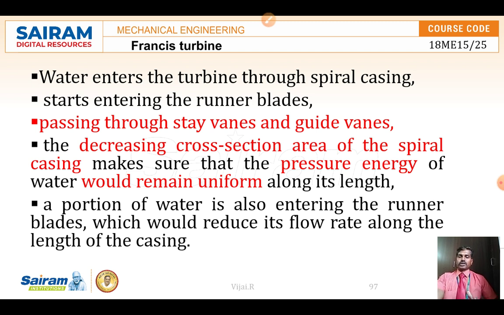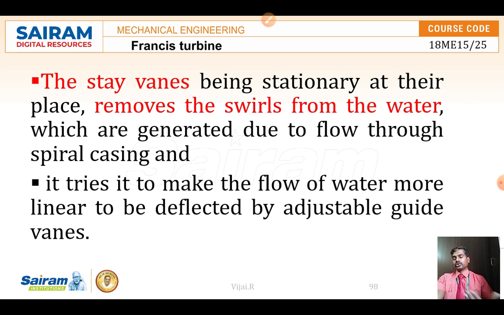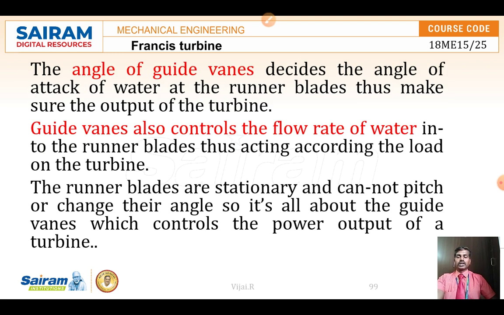First, with the decreasing cross section of the spiral case, the pressure energy remains uniform. After this, the water moves through the stay vanes and guide vanes to rotate the runner blade. The stay vanes remove the swirl effect of the water, and then it goes along with the guide vanes. The guide vanes control how much water is required.